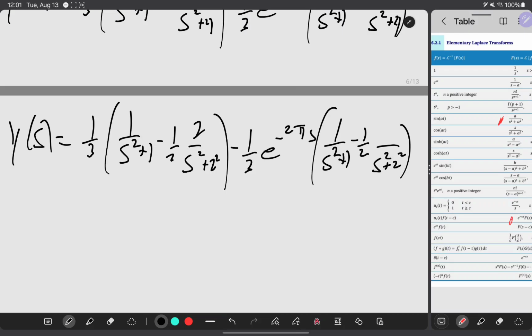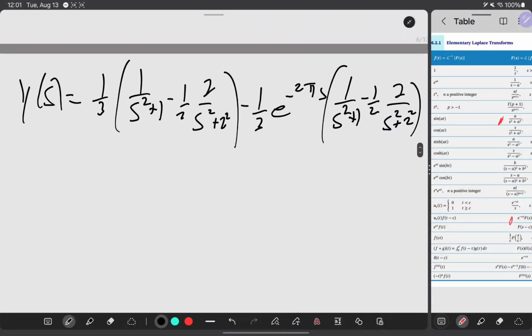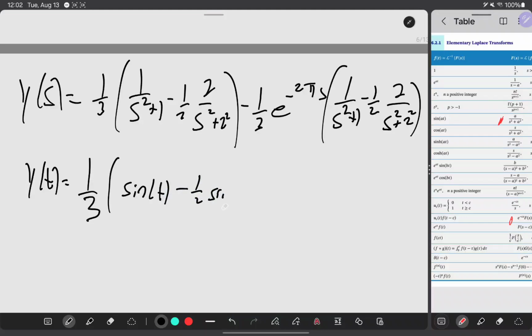Where was I? That's a 2, right? Yeah, 2. Okay, so now we could take the inverse Laplace. So we have y of t. This would be, that's cosine, right? No, that's sine. So that's sine of t minus 1/2 sine of 2t.